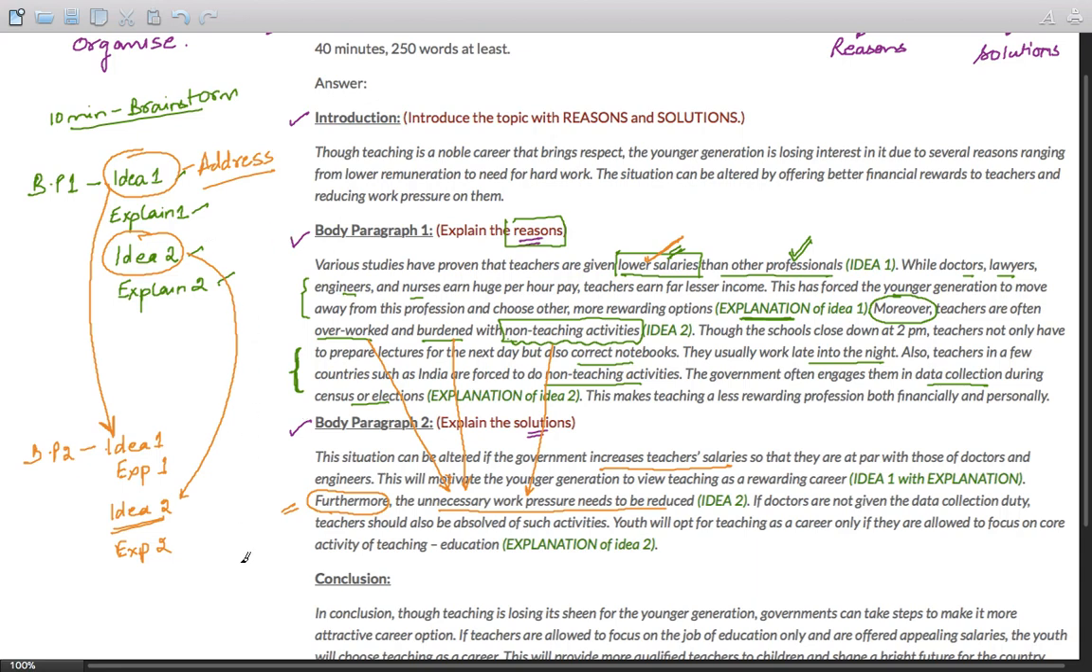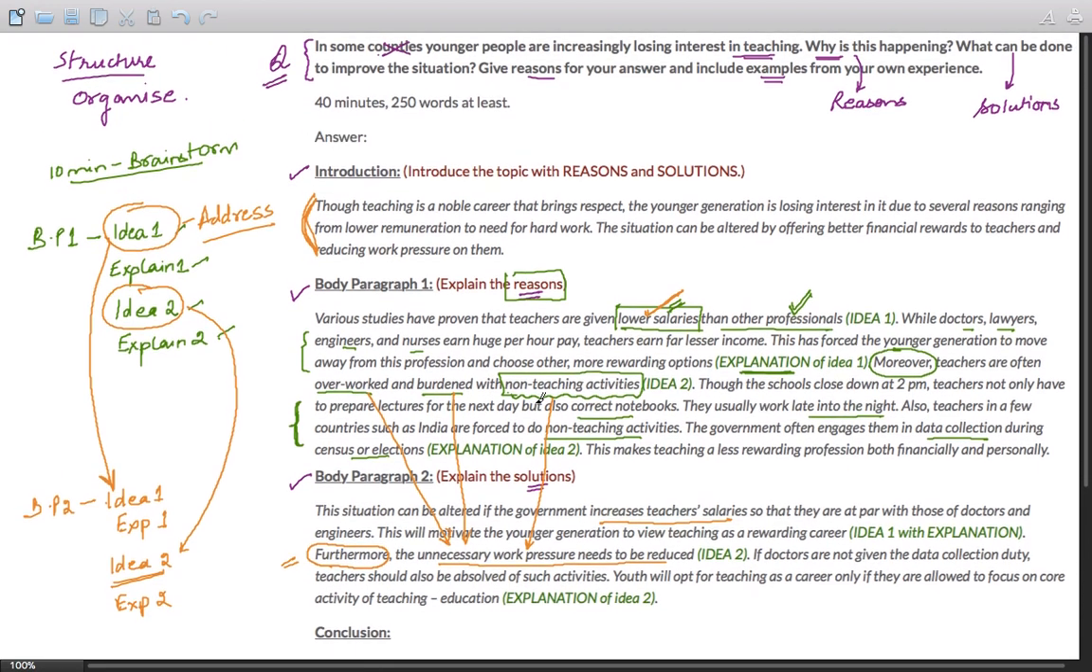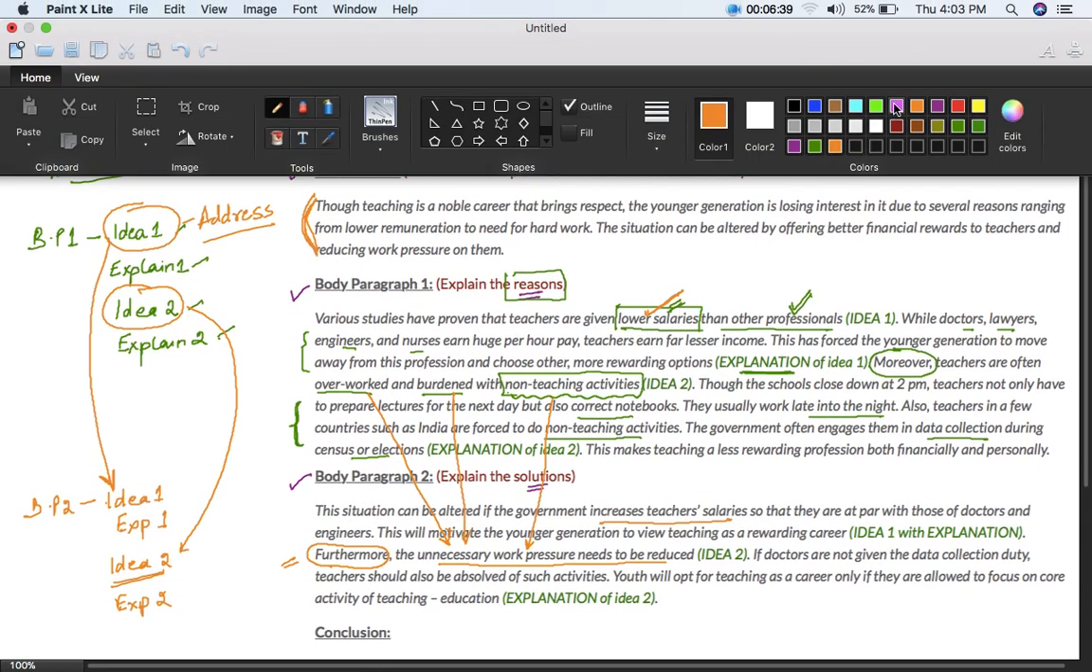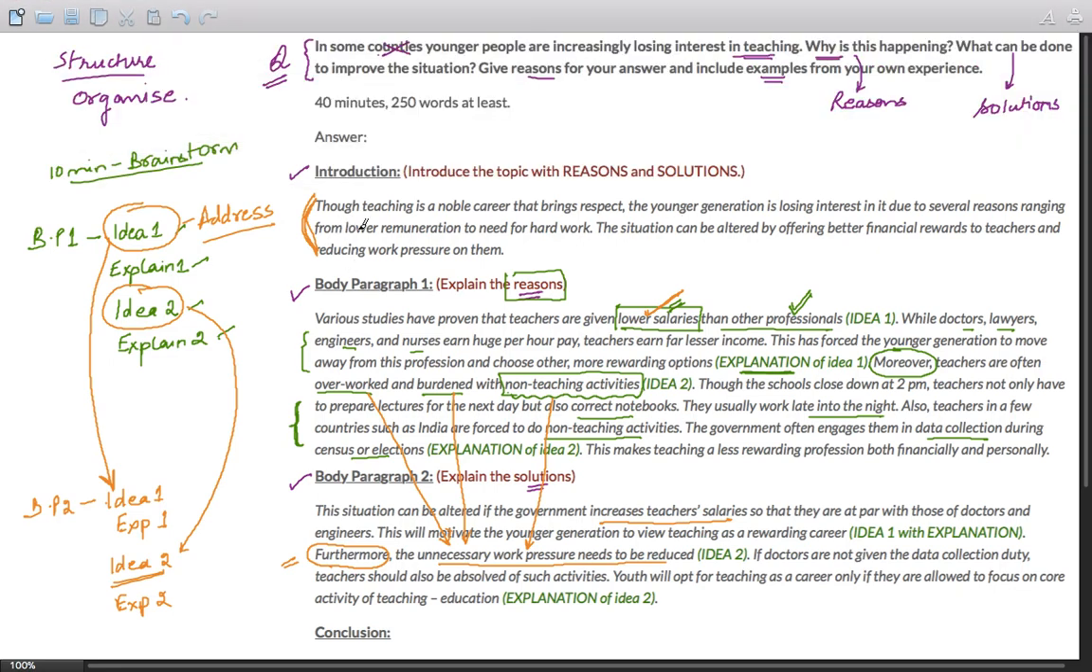Once you are done with this, during the thinking process, of course, you're not writing this right now in your answer book. You should frame your introduction. So what should introduction be? Let us go through it. Let me change the color. Though teaching is a noble career that brings respect, younger generation is losing interest in it due to several reasons.